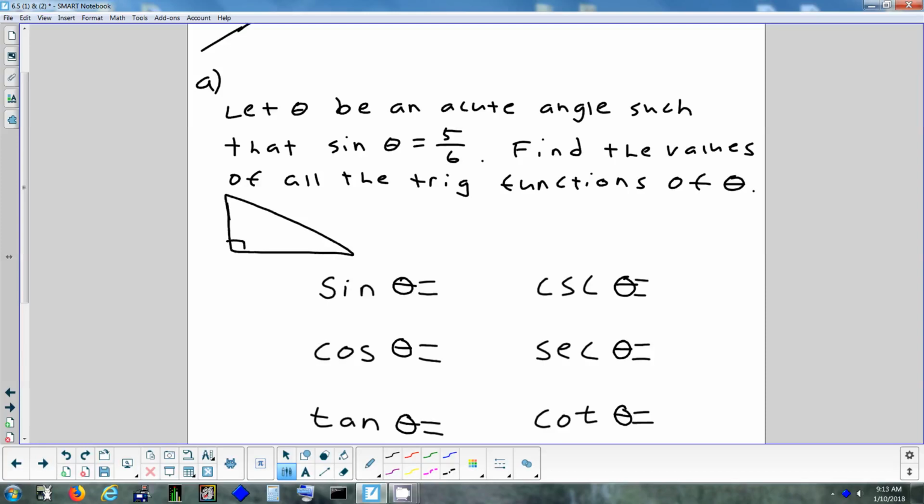Okay, so in your triangle, it doesn't matter where you put theta. You can put it at the top, or you could put it in the lower right. You're going to get all the same answers.